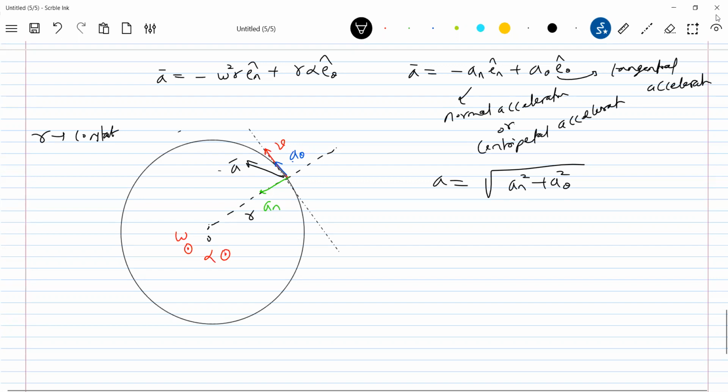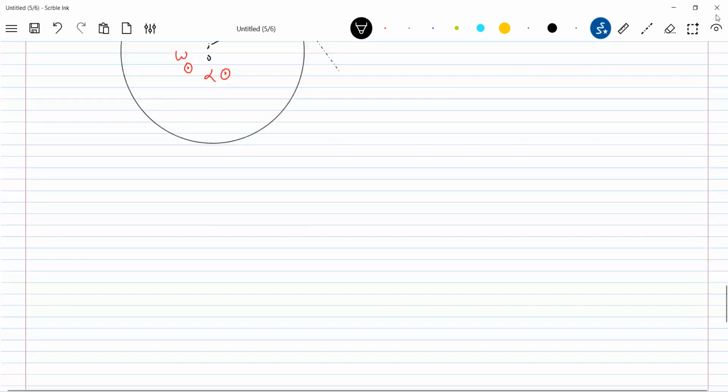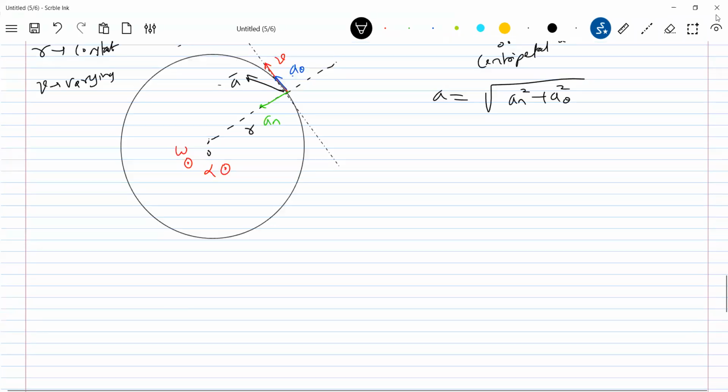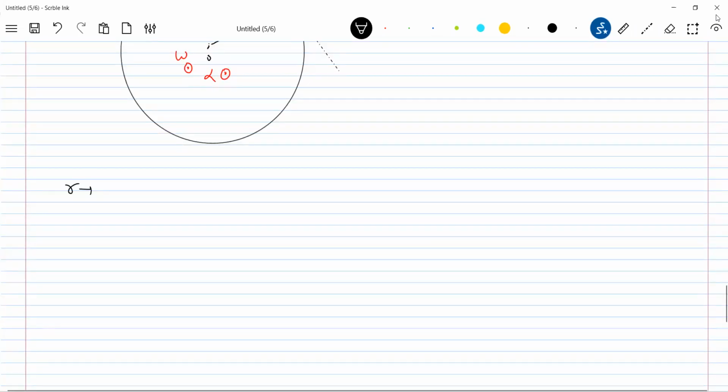Okay, fine. If R is constant and V is varying, what is the strict condition? Let me put another condition: R constant and V also constant. If R is constant, dr by dt will be 0, so Vr is 0, Ar is 0. If V is constant, dv by dt is 0. V is nothing but the tangential velocity.